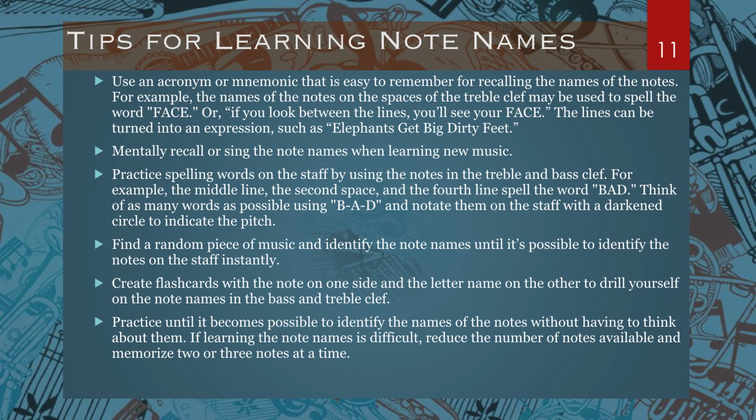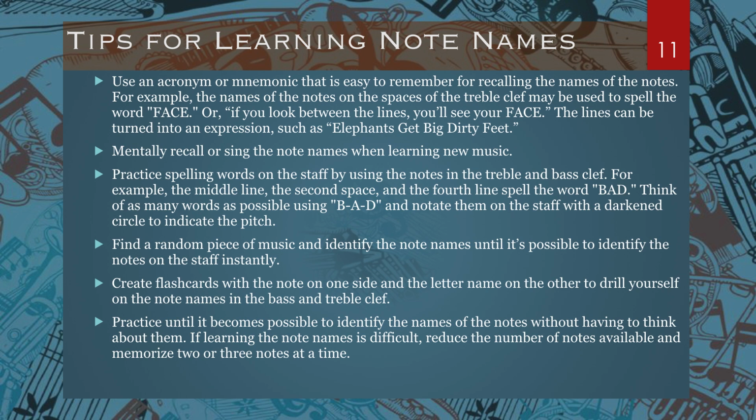You might also want to try spelling words on the staff by using the notes in the treble and bass clef. For example, the middle line, the second space, and the fourth line spell the word bad, B-A-D. So you can actually write 3 notes on the staff system, 1 on the third line, 1 on the second space, and 1 on the fourth line to spell words. This may seem like a silly exercise, but it can actually help you learn the note names. Think of as many words as you can using the musical alphabet and then spell them out on the staff system. It'll get you accustomed to writing notes on the staff, and it will also teach you how to use these note names in a very practical way.